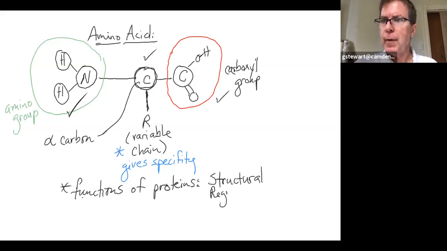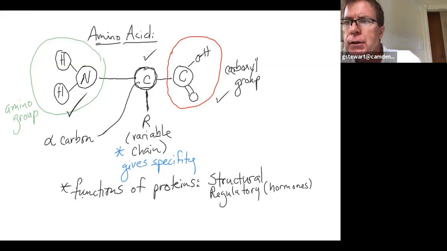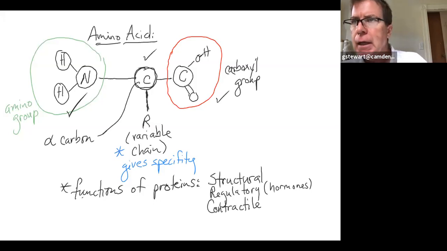Some proteins can be regulatory. What does that mean? Specifically, I'm writing hormones. When you take A&P2, you're going to learn that there are two classes of hormones in the human body. Amino acid-based hormones, or protein hormones in this case, and steroid hormones. Those are the two classes. You know that steroids now are lipid-based, cholesterol-based, but there are also hormones that are amino acid-based or protein-based. Proteins can be, functionally, contractile. Specifically, there are proteins in our skeletal muscles that allow our muscles to contract. So that's what that word means.